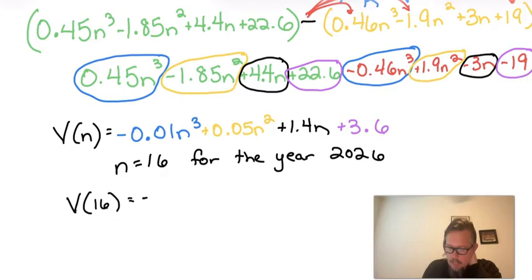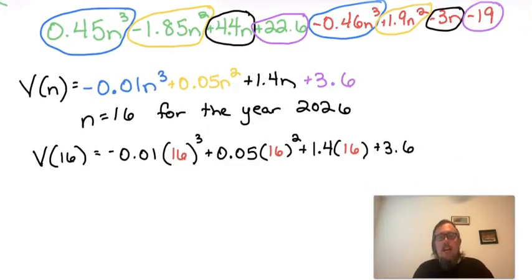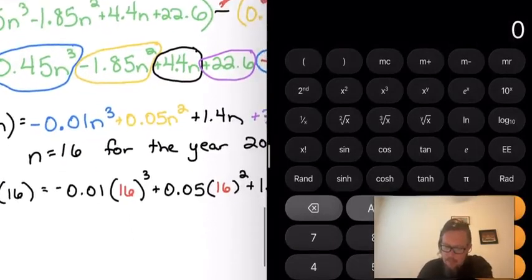So I'm going to do negative 0.01 times 16 cubed plus 0.05 times 16 squared plus 1.4 times 16 plus 3.6. And so that monstrosity is what I'm going to type into my calculator. So let me bring my calculator up.